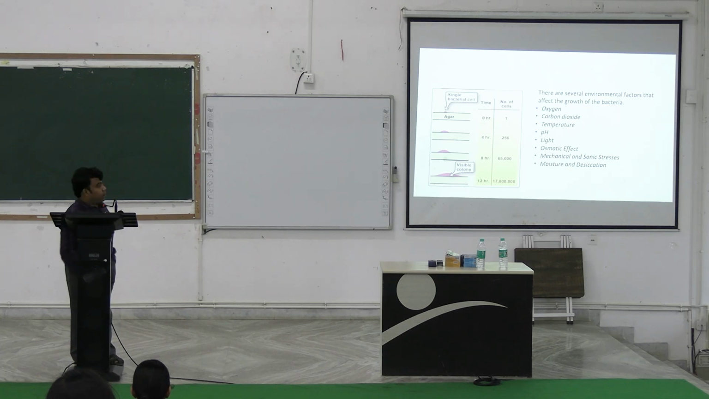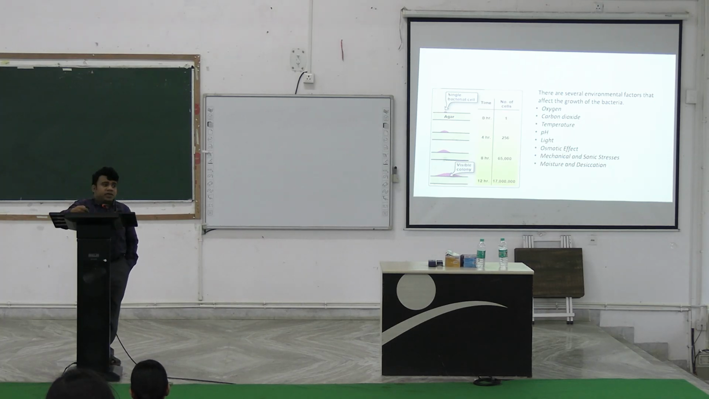Okay. Next comes carbon dioxide. Some bacteria love carbon dioxide. Hence, they are called capnophilic. They require a higher percentage of carbon dioxide for their growth. And some bacteria require a very small amount of oxygen, not the normal 20-21% of oxygen in the air. They are called microaerophilic. They need oxygen but in a very small amount.